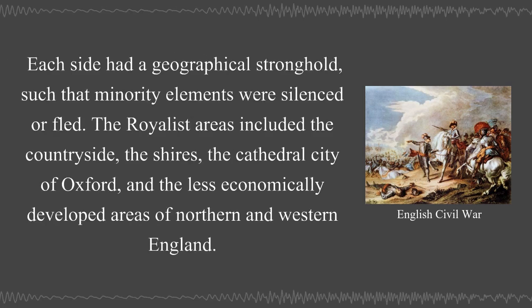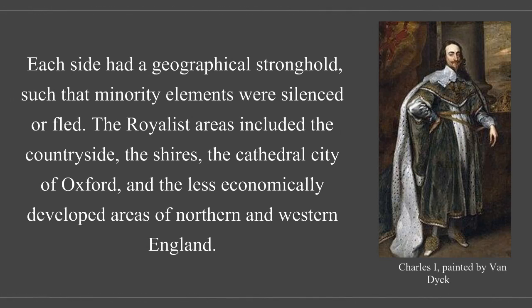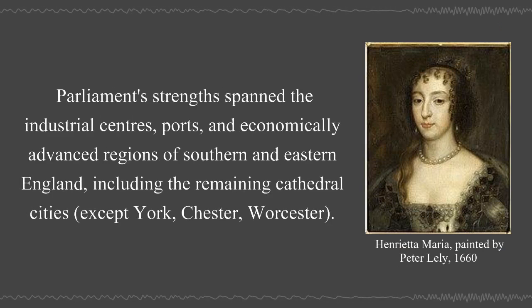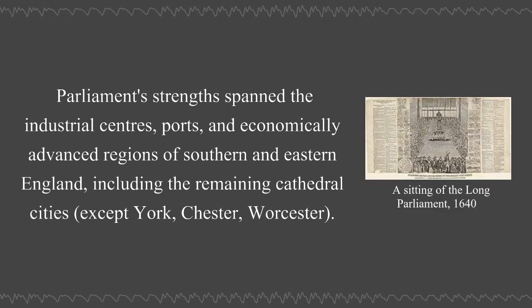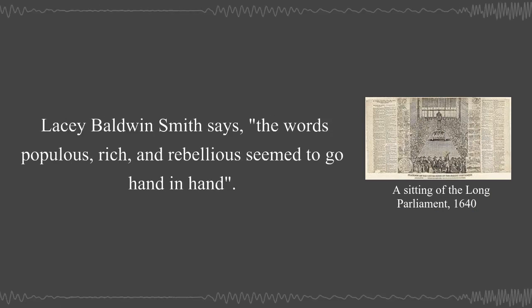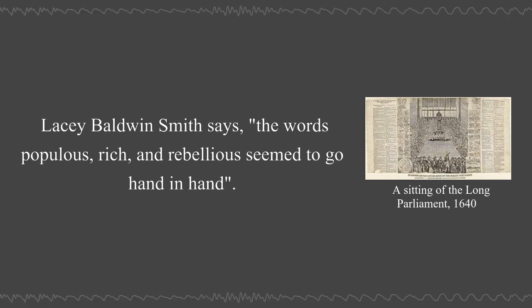Each side had a geographical stronghold such that minority elements were silenced or fled. The Royalist areas included the countryside, the shires, the cathedral city of Oxford, and the less economically developed areas of northern and western England. Parliament's strength spanned the industrial centres, ports, and economically advanced regions of southern and eastern England, including the remaining cathedral cities except York, Chester, and Worcester. Lacey Baldwin Smith says, the words populous, rich, and rebellious seem to go hand in hand.